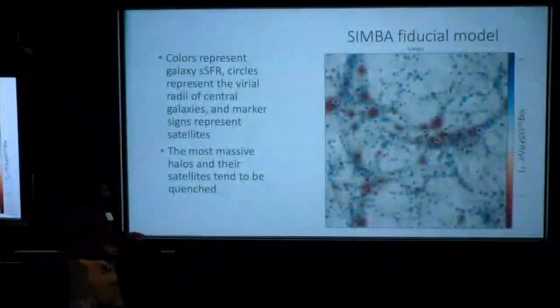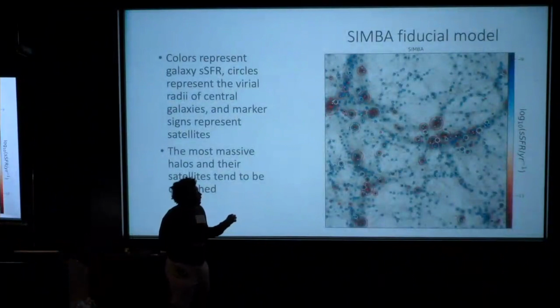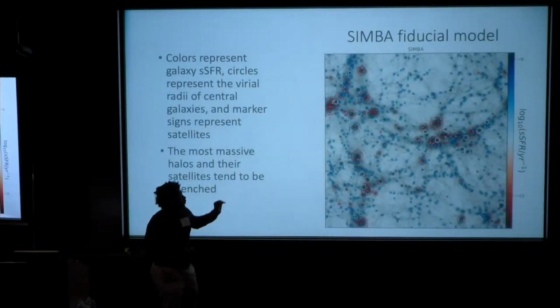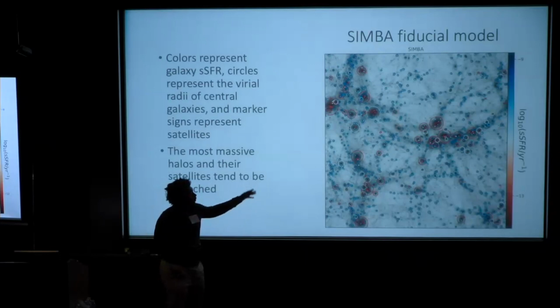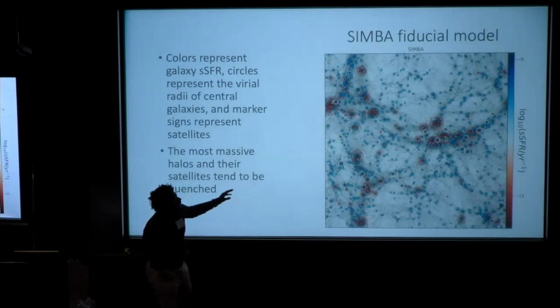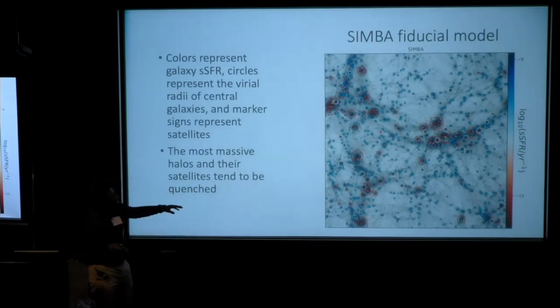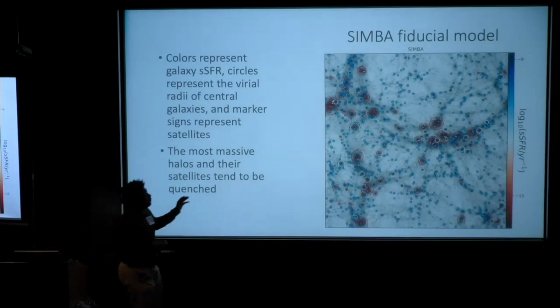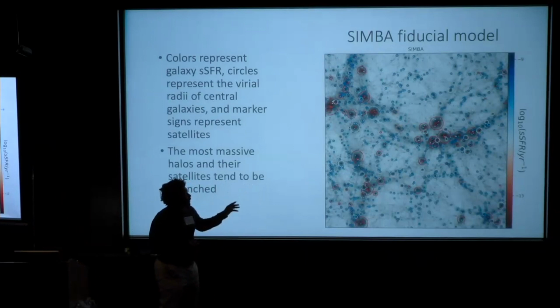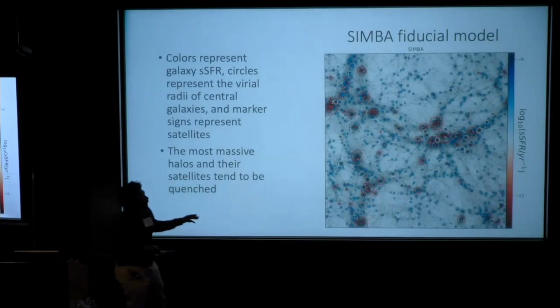So this is a map that I've made as a visual representation of how environment affects galaxy evolution in SIMBA. So what you're seeing is a dark matter density plot with galaxies overlaid. The circles are halos. The smaller markers in the middle of the circles are satellites, and they're all color-coded by specific star formation rate. So blue means actively star forming. Red, very red galaxies are quenched. You see that the most massive galaxies are always in the most dense regions. And if you look at void regions, you see a lot of smaller, more actively star-forming galaxies.